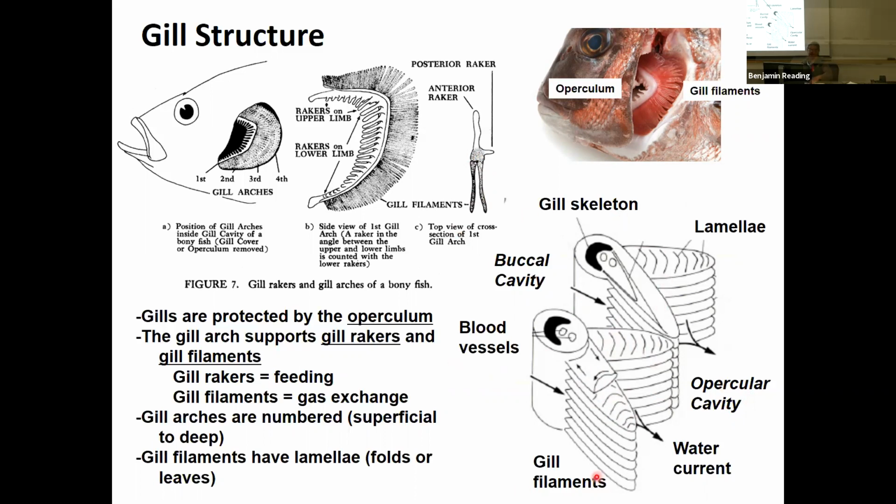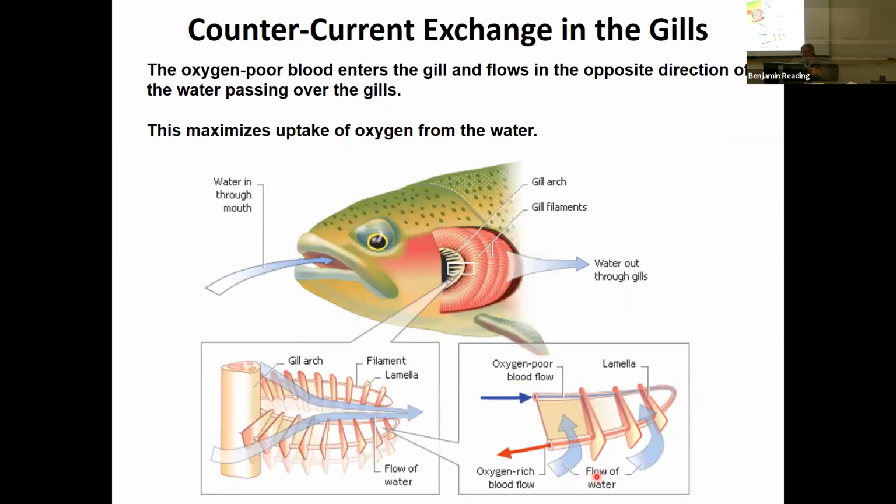So this is just another figure showing this, in addition to the 2 videos you've seen. Here's another figure then showing that countercurrent exchange. So oxygen poor blood enters the gills again through the mouth into the buccal cavity, and then from the buccal cavity to the opercular cavity.